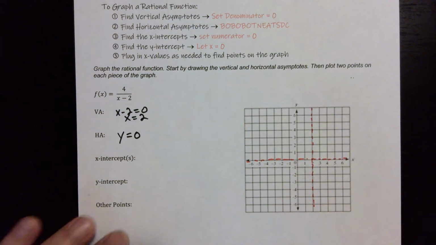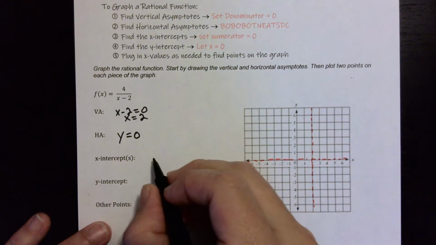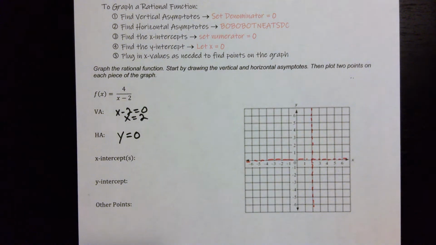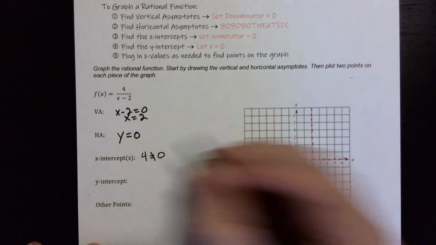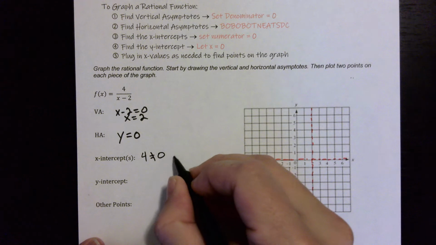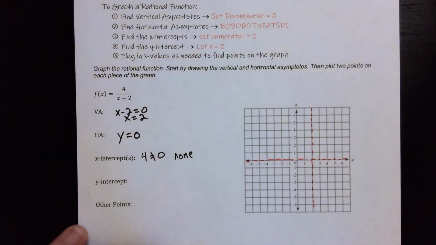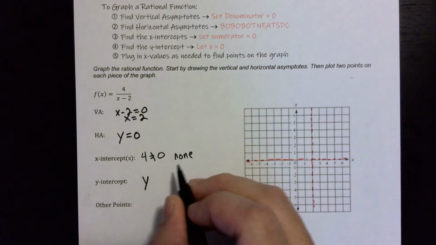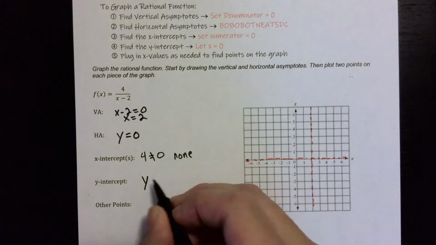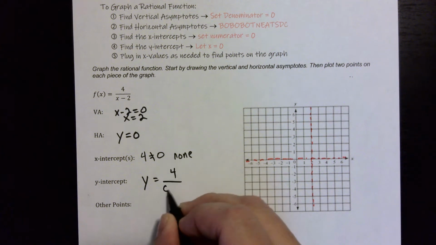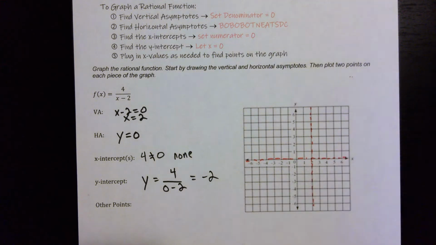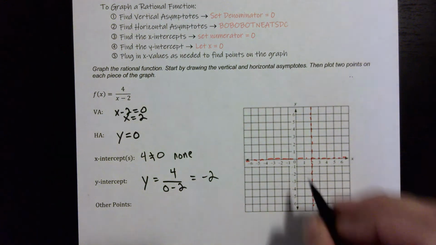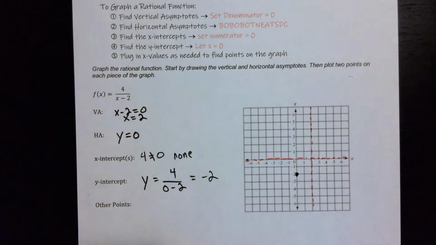Okay. So for x-intercepts, make the numerator equal 0. So I set 4 equal to 0, which of course has no solution because we don't have a variable there. So we'll say that there are none. For the y-intercept, we'll let x equal 0 and solve for y. I'm going to replace the f of x with a y. y is equal to 4 over 0 minus 2, and that ends up being negative 2. So at y equals negative 2, we cross the y-axis. It's going to be right there.